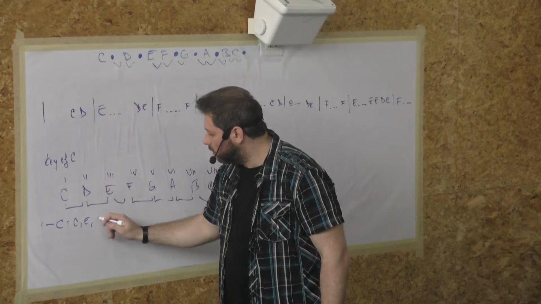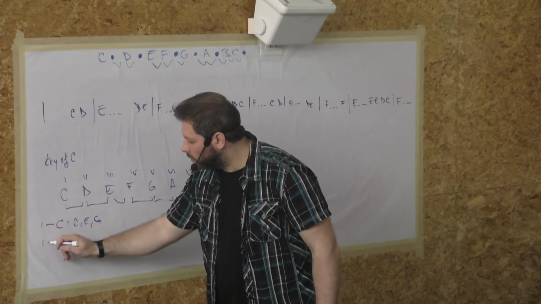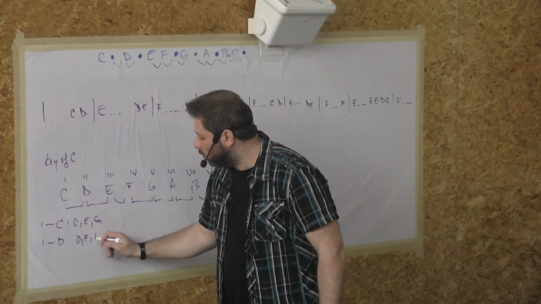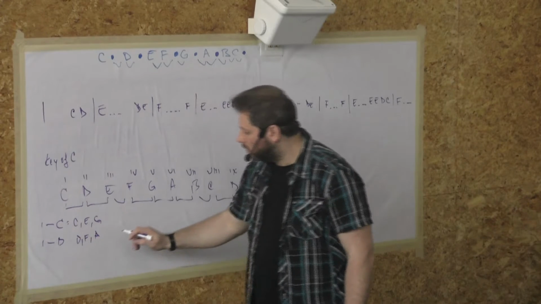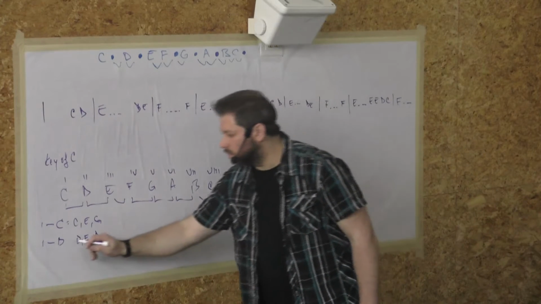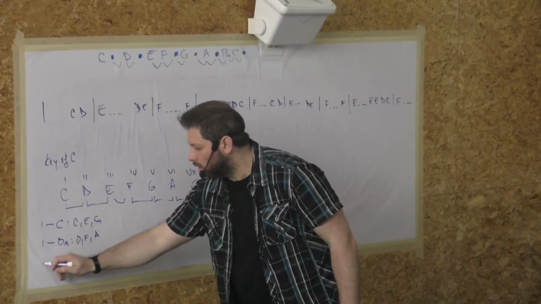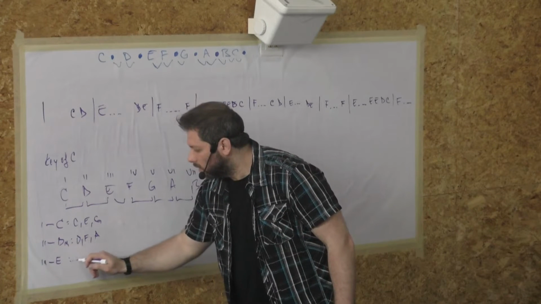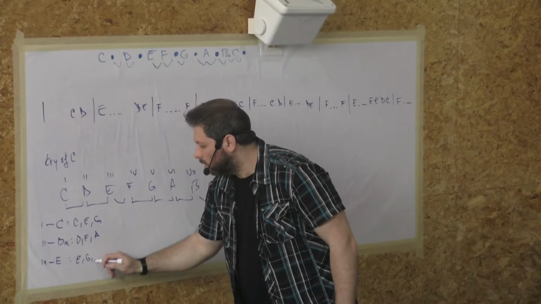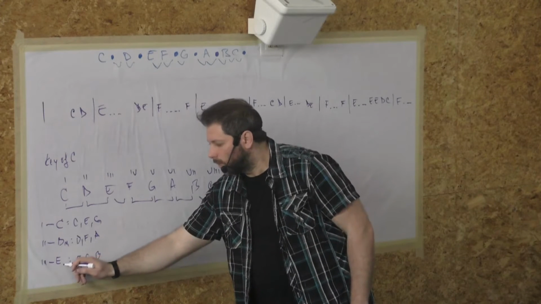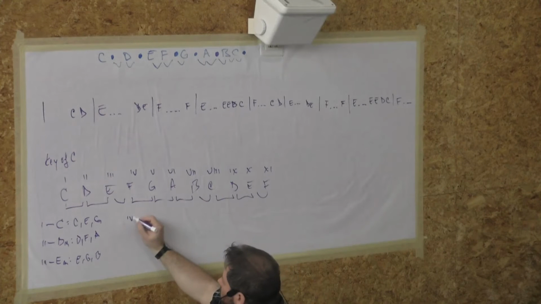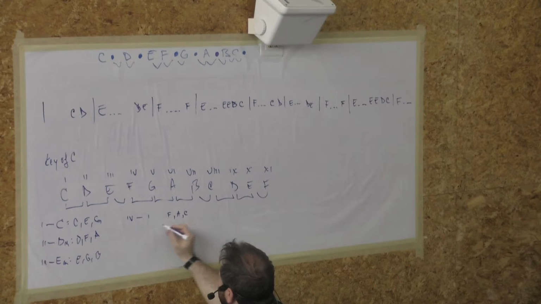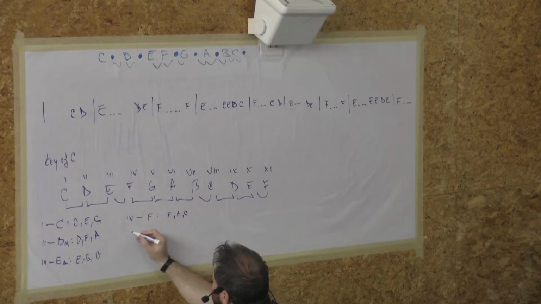On the second one, I have D, F, and A. What chord is this? 1.5, 2. It's a minor. On the third one, I have E, G, B. What chord is this? Minor. Perfect. On the fourth one, I have F, A, C. What chord? Major. Perfect.